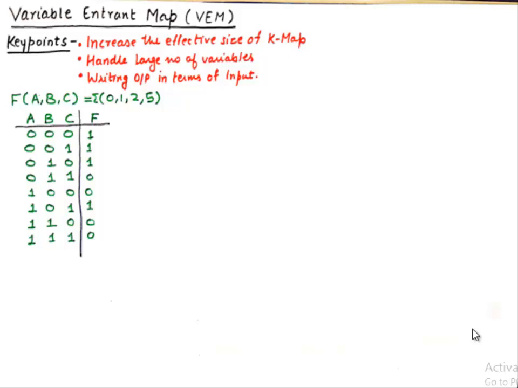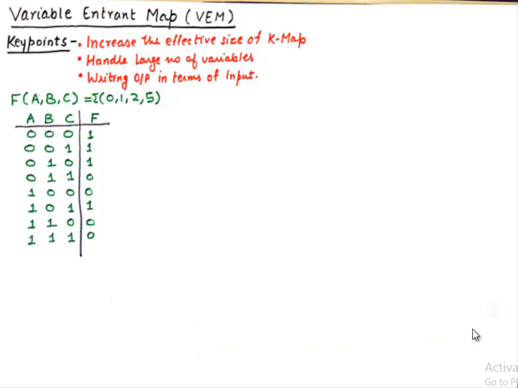We'll talk about variable entrant map today. It is a minimization technique and is a modification of K-map. I've written down few key points for VEM method. It increases the effective size of K-map and it can handle large number of variables, and we can write output in terms of inputs in VEM. I'll explain these key points as we do the example.